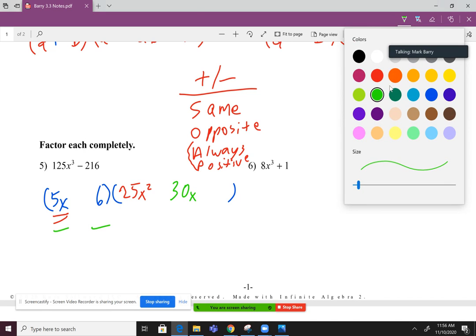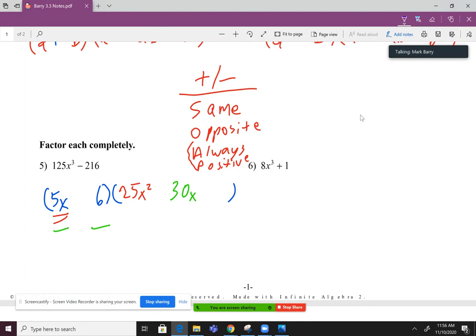Now I'm going to finish it off here by doing last thing times itself, okay? So I do first thing times itself, first thing times second thing, times itself. So 6 times 6 gives me 36, yes? Good. So those are all my terms.